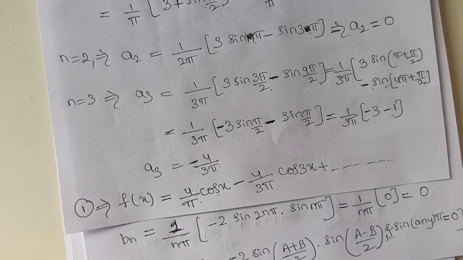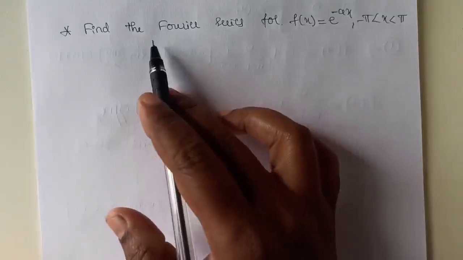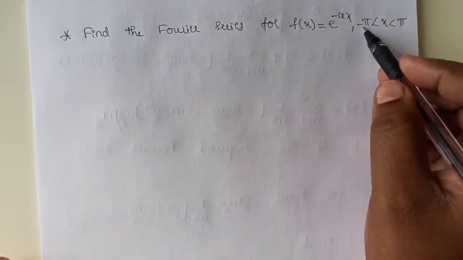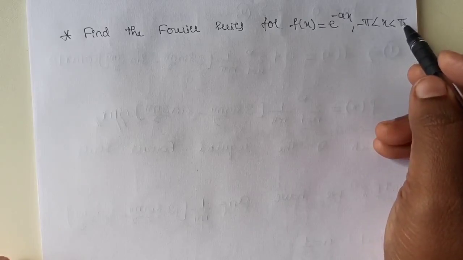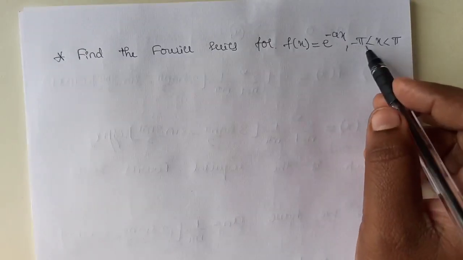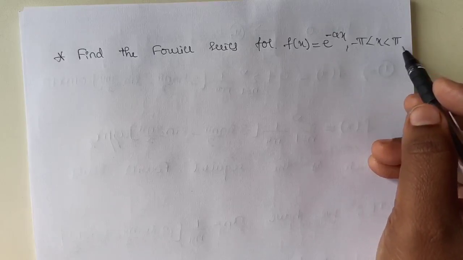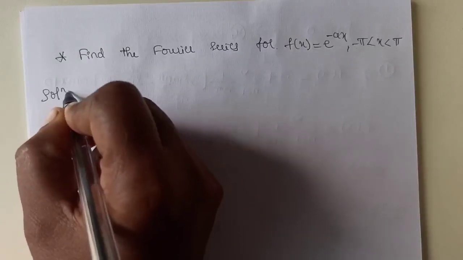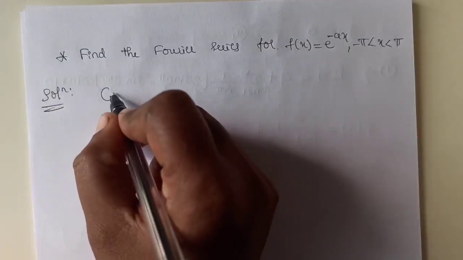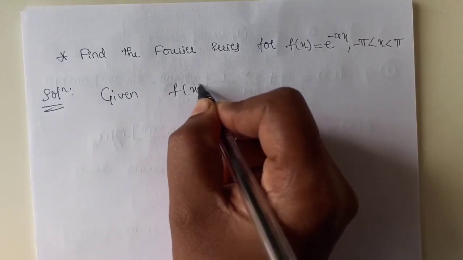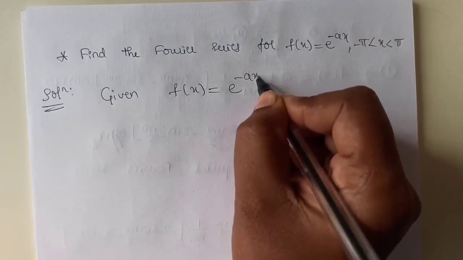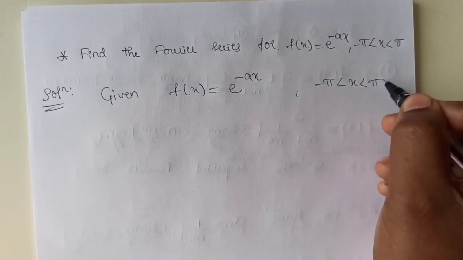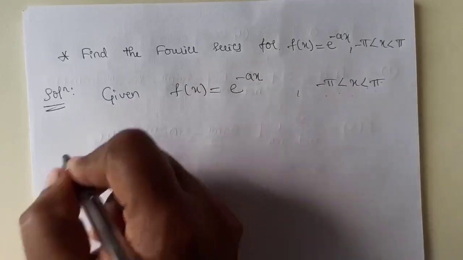Next one: find the Fourier series for f(x) = e^(−ax), where −π < x < π. So here the interval is given as −π to π, and obviously its length is 2π. Solution: given f(x) = e^(−ax), and the length of the interval is 2π, that is, −π to π.